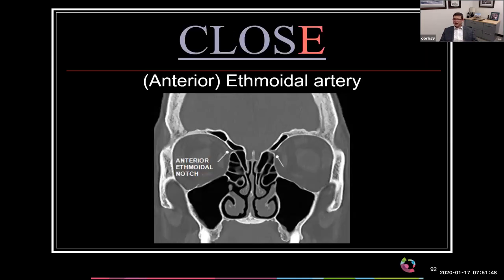And then lastly, we talked about the Onodi cell being important, the odontogenic sinusitis. This is the third point that I really hope you take home, because this is the most common critical variant that is missed in a preoperative CT report. And this is the ethmoidal artery, specifically the anterior ethmoidal artery.